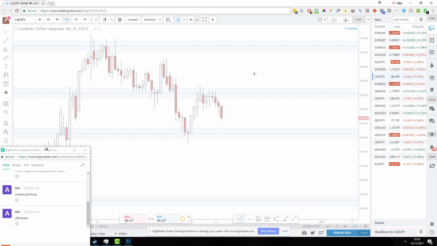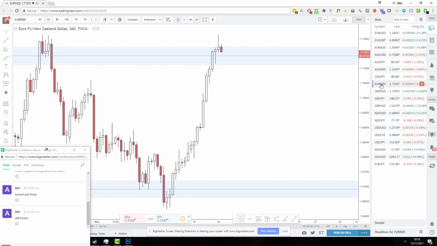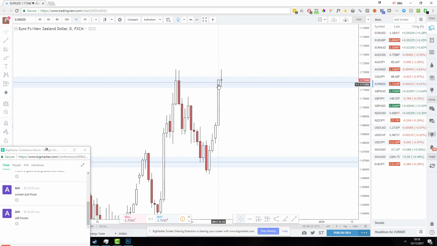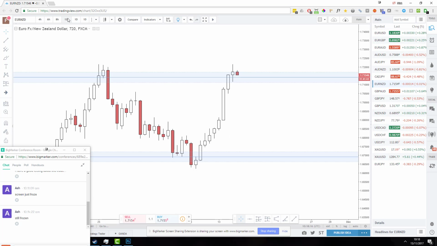CAD-JPY is reversing from this resistance area, but there's no setup there right now. Euro New Zealand, whoa, that is a solid indecision candle that's forming there on the daily. On the 12-hour too, this is worth keeping an eye on.